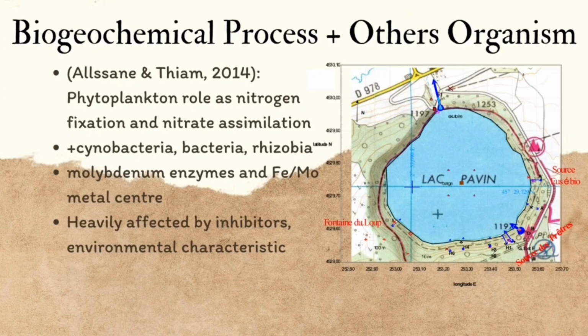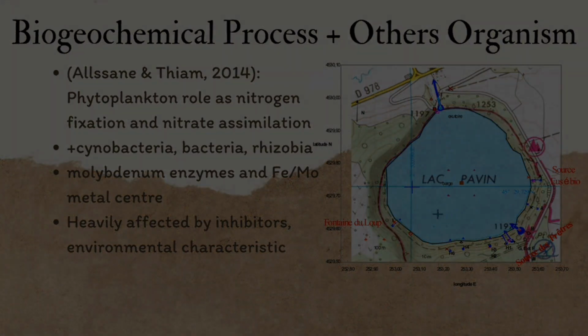For an organism, it must first be able to transport molybdate from the environment at the ambient concentration so that it is able to synthesize an active nitrogenase enzyme that has an iron and molybdenum metal center, commonly found in cyanobacteria and rhizobia. Hence, the symbiotic relationship with the plant's legume nodule. The assimilation process, however, is heavily influenced by the presence of inhibitors and environmental characteristics like pH and oxygen level.